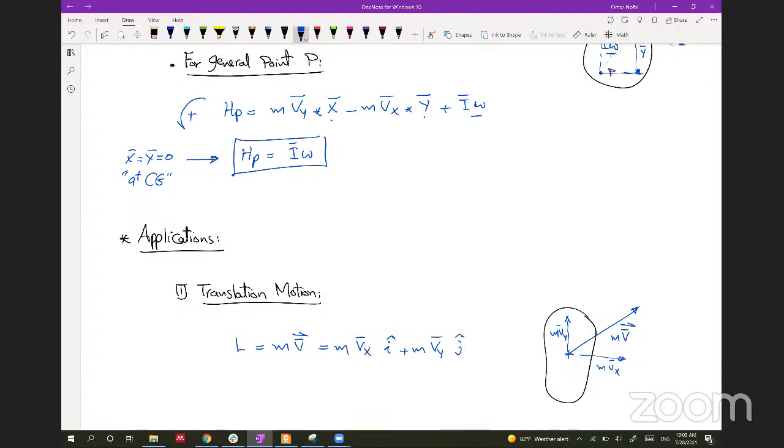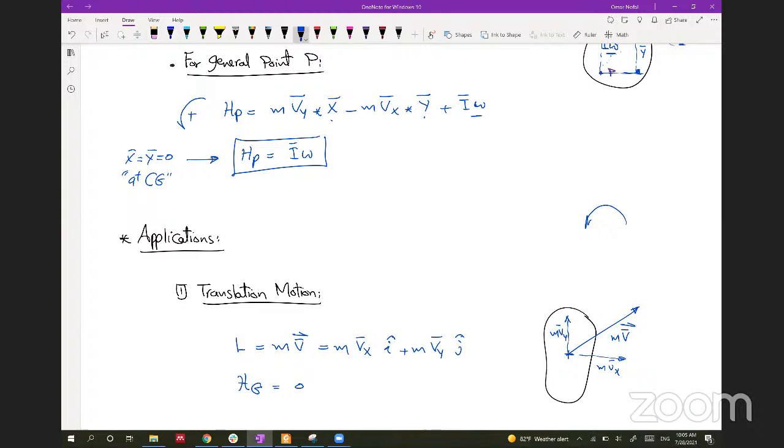the j-hat direction. So how about the angular momentum? Does anybody know how can I get the angular momentum in a translation motion? How much will it be equal? Does anybody have any answer? Shouldn't it be 0? Exactly. Thanks. So it will be 0 because this body is only making translation. It doesn't have any rotation. So the angular momentum will be equal to 0 here.